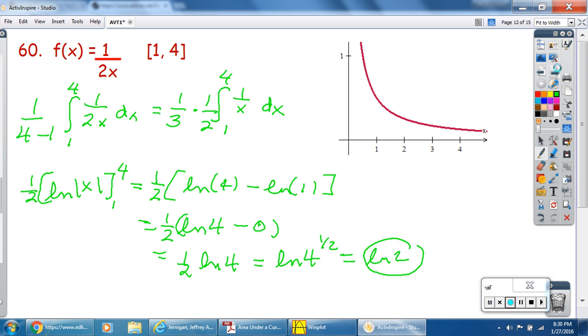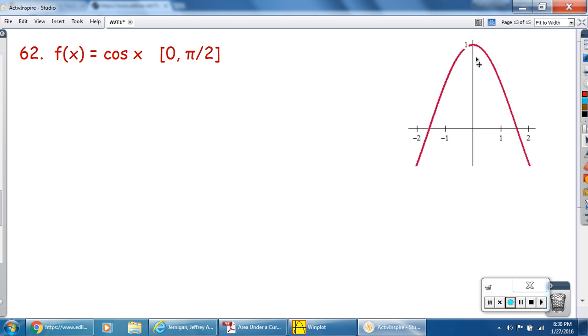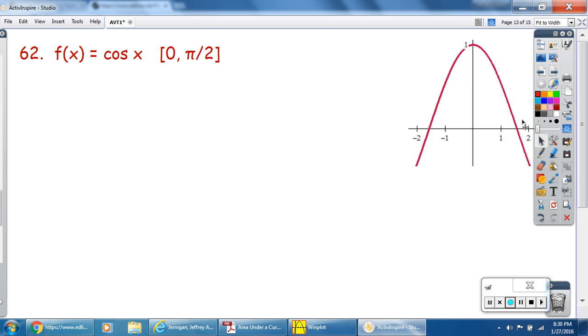Next one. I'm skipping 61 because it's a trig function. I'm just going to do one of the trig functions for you. And let me pull this graph over out of the way, up here. Get the pen back.